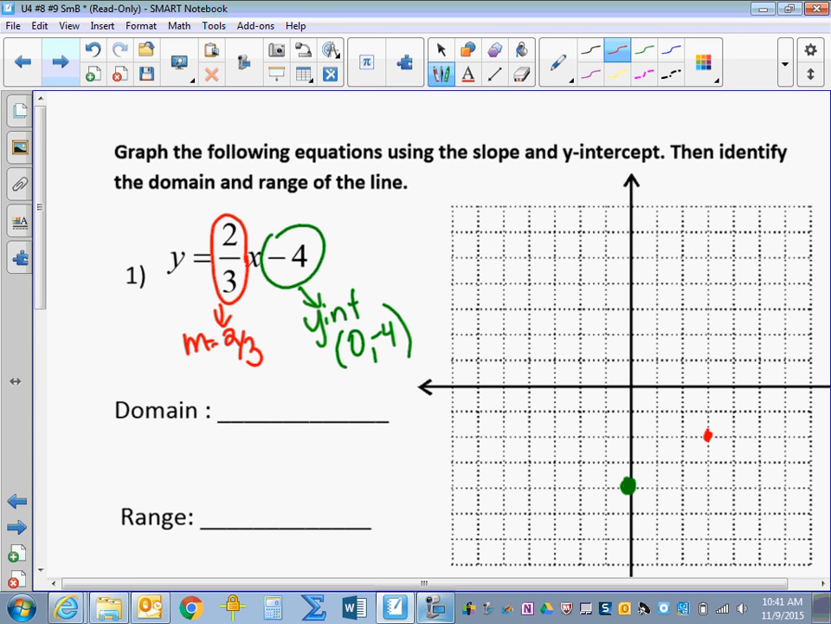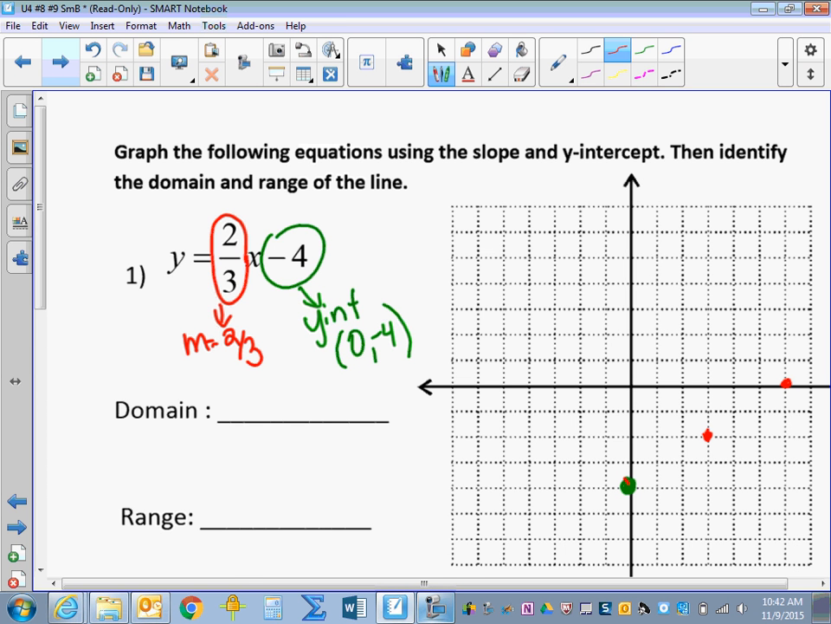There's my point. So again, I went up 2, 1, 2, and to the right 3, 1, 2, 3. Wait, so you just went up 2. Yep, that's my step. Up 2 over 3. We're not there yet. We're going to keep doing this to get some more points on my graph. So again, from this point, up 2 over 3. Thank you. And I can actually do one more point on my graph.